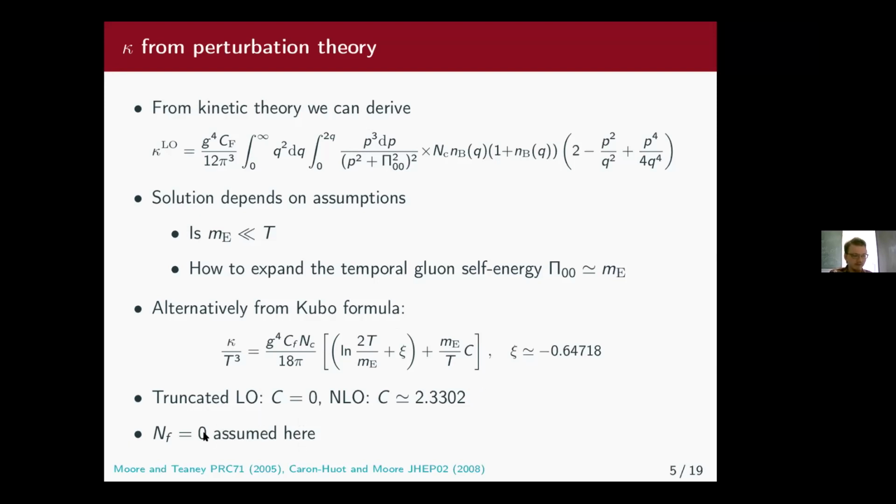And here and everywhere else in this talk, I'm going to be assuming we are in quenched theory. So the number of fermions is 0.